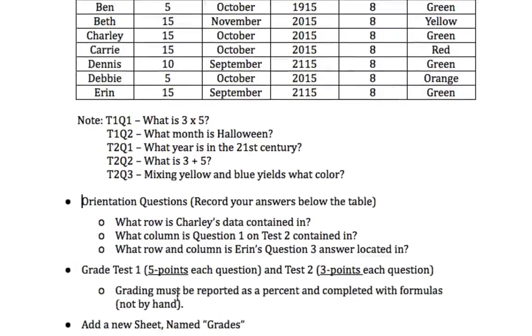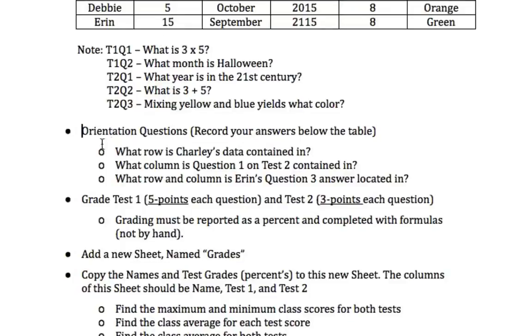All right, and then on this sheet, so on your answer sheet, I want you to actually grade. So I want you to give 5 points to each question in test 1, and then 3 points to each question in test 2. And the grading must be done using formulas. Okay, and I want you to report a final grade as a percent. Okay, so once you grade test 1 and test 2, I want you to calculate a final grade for test 1 and test 2, and I want those to be in percent.